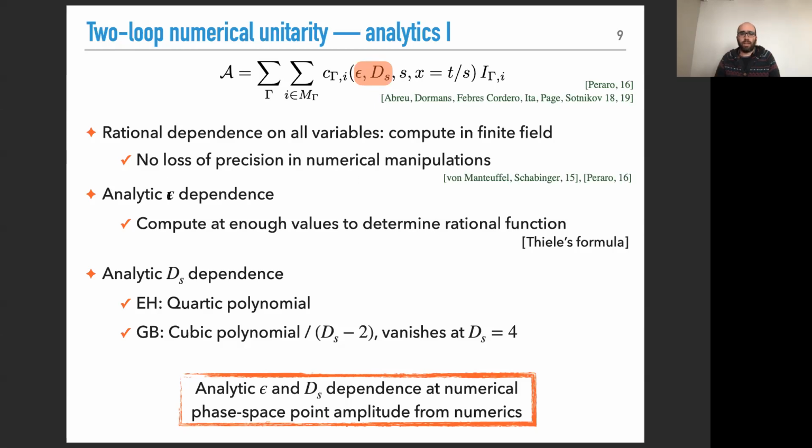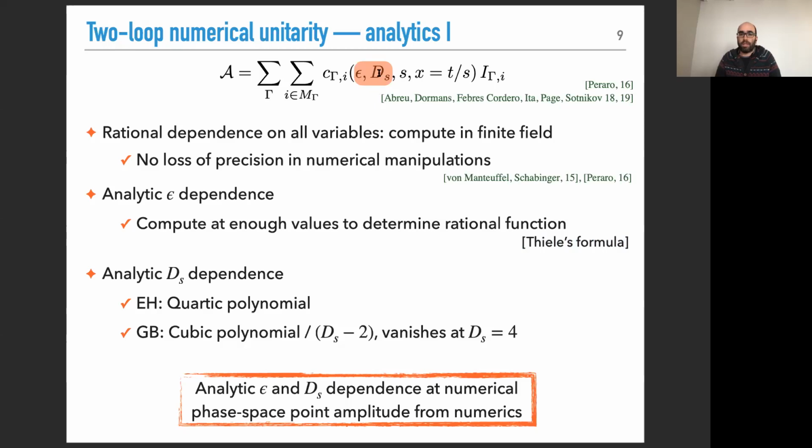Okay, so now let's discuss the analytic epsilon dependence. So the dependence on the dimensional regulator. So this function is a rational function of epsilon, and it's clear to everyone that if I compute a rational function at enough values, I can actually determine the function once and for all. One way to do this is through Thiele's formula, and this is what we do. So we just take this, we fix all the other variables, so D_s, s, and x, to some values, and we compute at enough values to determine the full analytic dependence on epsilon. Okay, so now we know how it depends on epsilon.